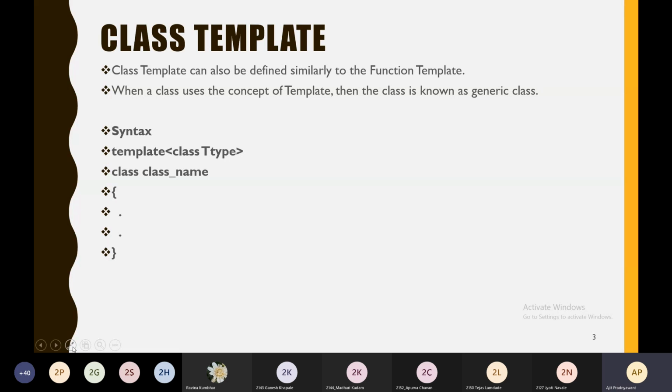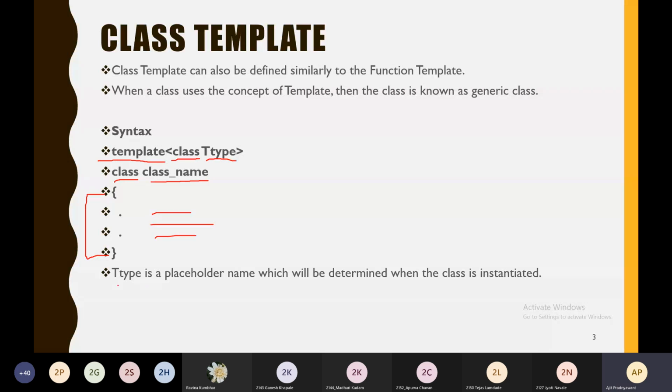Again, I am repeating: you have to follow the template keyword, then in the brackets you have to mention class, then you have to mention the T type, and then you have to mention the class followed by the name of the class. Open the curly bracket and close the curly bracket. Inside it you have to mention the logic of the class, whatever you want to present.